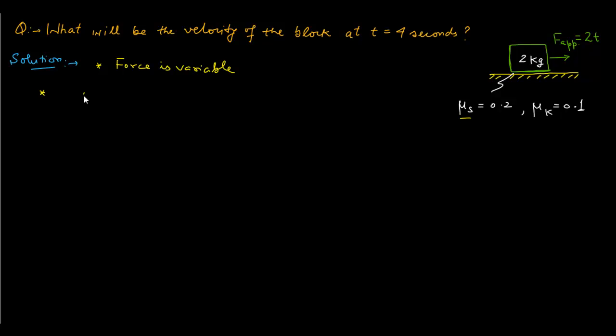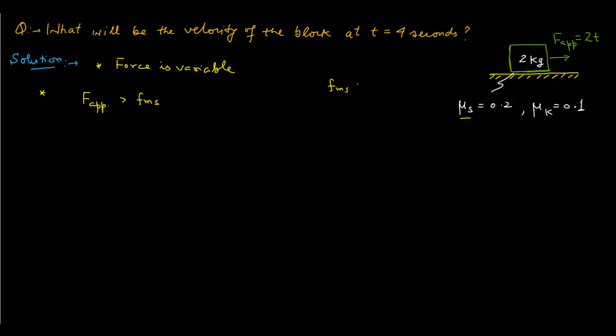We know that a block will only move if the applied force is greater than the force of maximum static friction. So long as the force applied is less than the force of maximum static friction, the block cannot have a relative motion with respect to the surface on which it is placed. Clear? So what is FMS here?